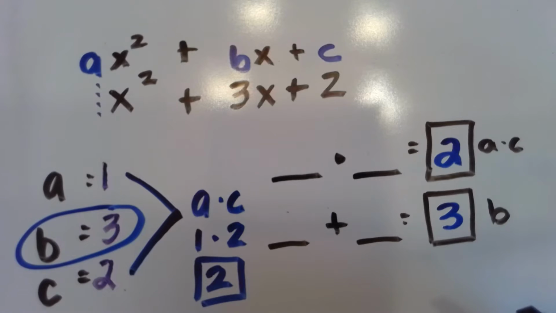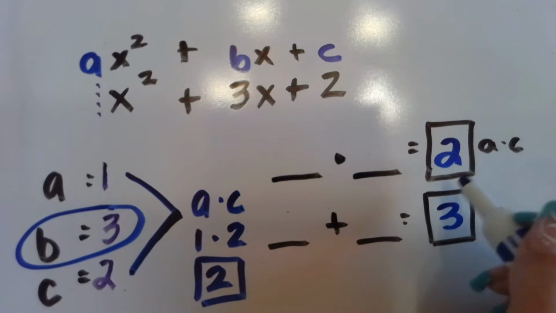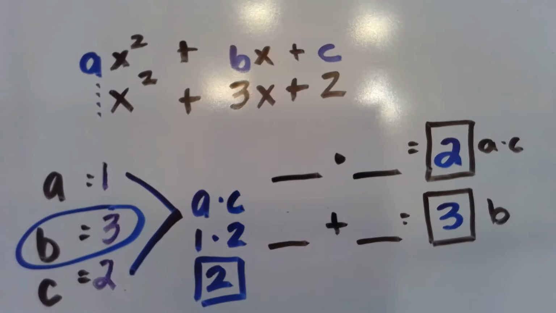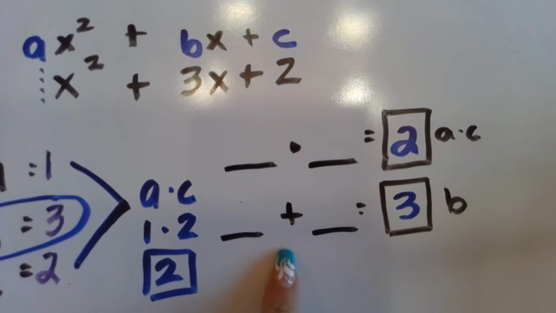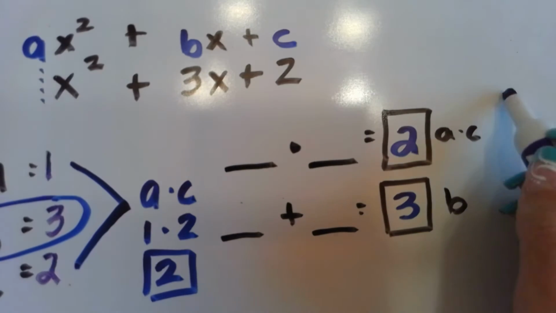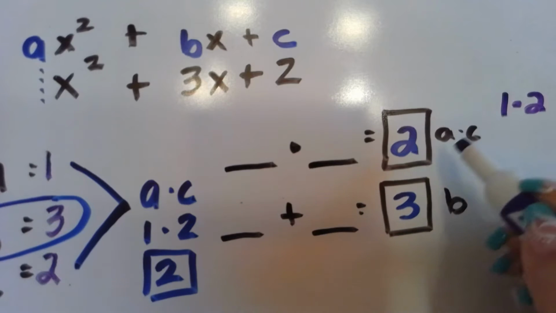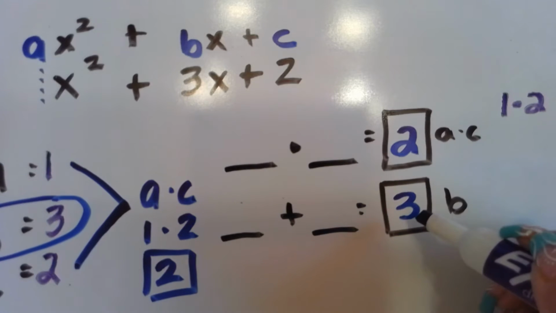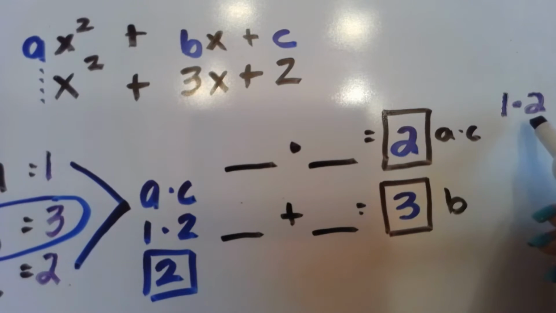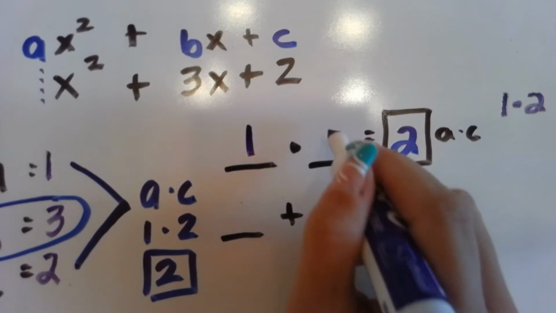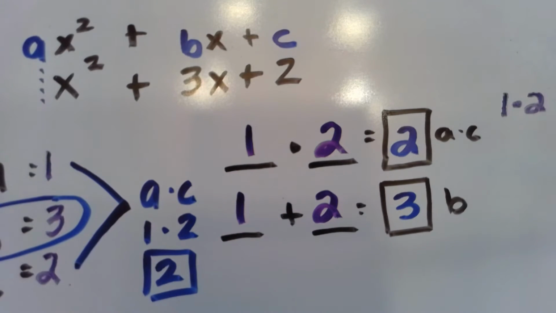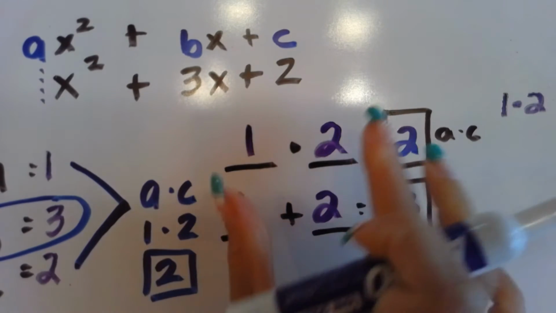So our A times C is 2, and our B is right here, and that's 3, okay? And like I showed you in the other video, we need to find what the factors of 2 are. What two numbers can multiply to 2 that can add to 3? So let's write it off to the side. I know 1 times 2 equals 2, and that's it. There's nothing else. And if I see that this is a 3, I know that 1 plus 2 would be 3. So let's try it. 1 times 2 equals 2. 1 plus 2 equals 3. Perfect, right? So these two work.